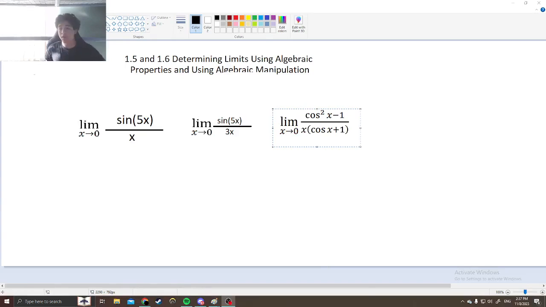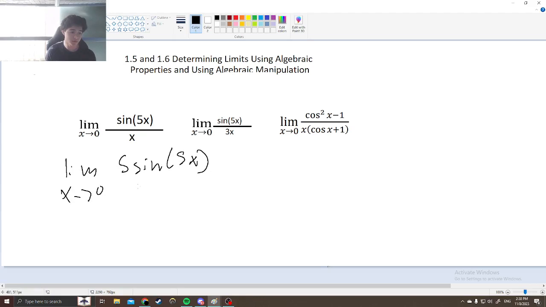To apply these, we're going to look at these 3 equations right here. For the first one, the limit as x approaches 0 of sine 5x over x. Since we can't plug 0 in, and since this isn't the same equation that we just looked at with sine x over x, we could multiply this by 5 over 5, which is the same thing as multiplying it by 1. So that would give you 5 sine 5x over 5x, right?